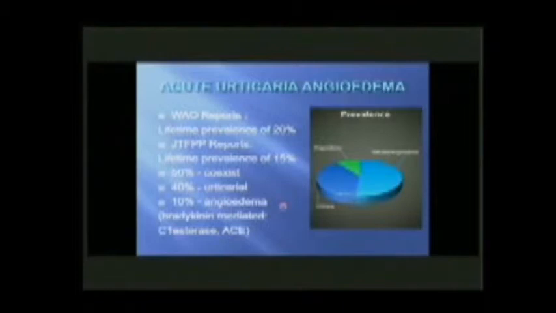The WAO reports a significant burden of disease, and there could be a lifetime prevalence of 20%. This is very similar to the prevalence data reported by the Joint Task Force for Practice Parameters. The Joint Task Force is a commission representative of the two allergy societies in the U.S., and they report a lifetime prevalence of 15%.